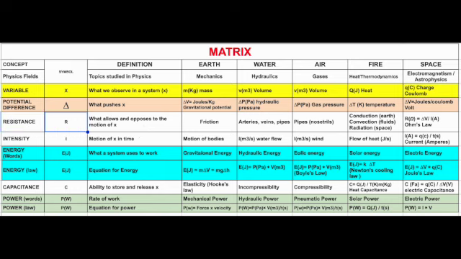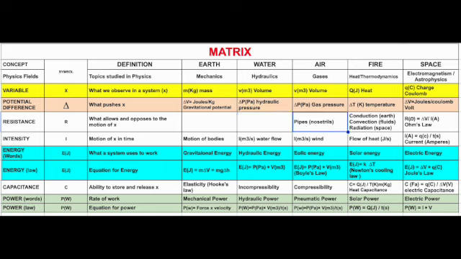What is resistance? It is what allows and opposes the motion of bodies. In mechanics, we call it friction. All right? I'm going to delete friction. Bodies, a volume of water is moved through arteries, veins, pipes. What allows and opposes the flow of blood, we call it arteries, veins, pipes.